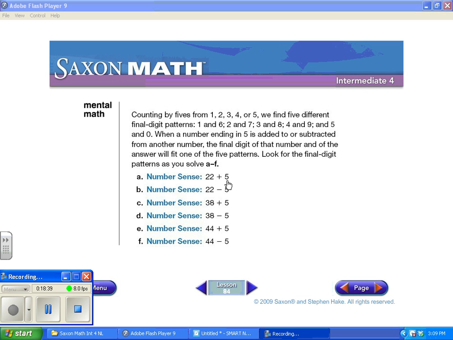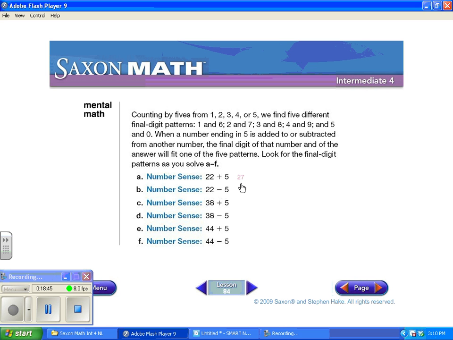22 plus 5. Well, hey, look, the 2 goes with 7. So it's 27. Now, 22 minus 5, we're still going to hit 7, but it's going backwards. 17. 38 plus 5, 43, because your pattern is 3 and 8. Okay, 38 minus 5, 33. 44 plus 5, we see the 5 and the 9 go together. And 44 minus 5, we're still going to see that 9, but it's going to be going backwards this time, so it'll be 39.